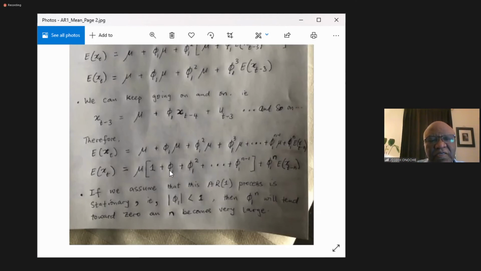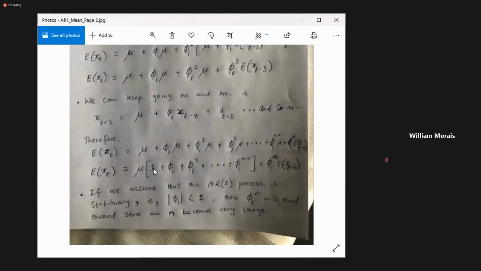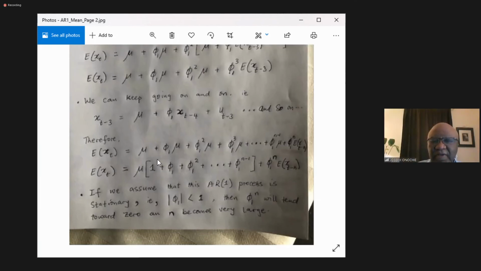1 plus phi1 plus phi1 to the power 2. But if you want to write this down, this is phi1 to the power 2. What is this? Phi1 to the power what? 1. And what is this? Phi1 to the power 0. Exactly. So I can write mu times the bracket phi1 to the 0 plus phi1 to the 1 plus phi1 to the 2 up to phi1 to the n minus 1, because I am still continuing, plus phi1 to the power n times this one.